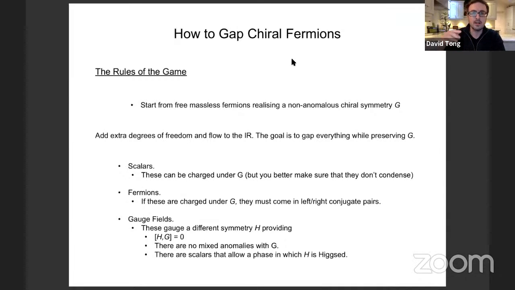And finally, I said that all this auxiliary stuff, we want a way just to decouple it and make it massive so we can return to the phase with just the massless fermions. And the way we do that for gauge fields is we introduce scalars that are charged under H that allow us to Higgs it and just decouple it. So whenever there's an H gauge field, there should also be scalars that allow you to remove it, should you wish. Okay, so these are the rules of the game. I hope you agree that they're reasonable. They're roughly speaking the rules that people talk about when trying to classify different topological phases of matter. This is more or less where I got them from.